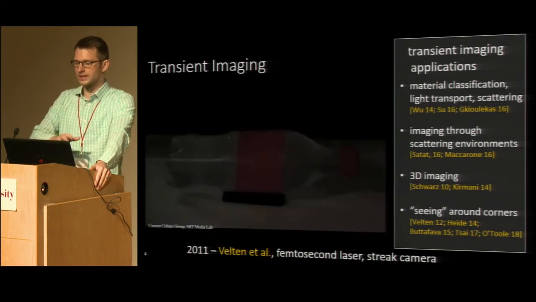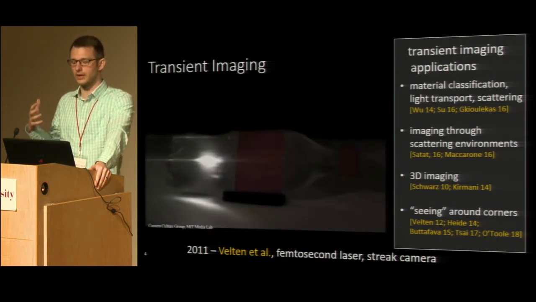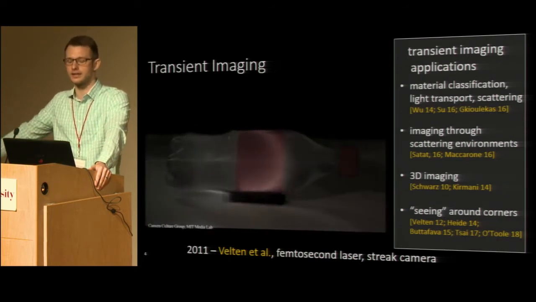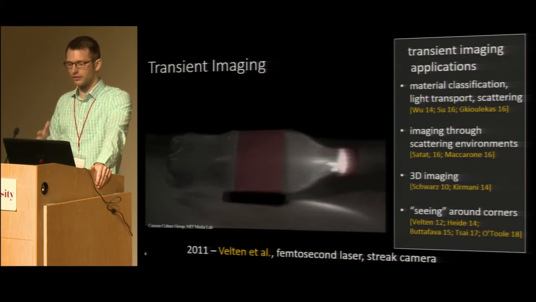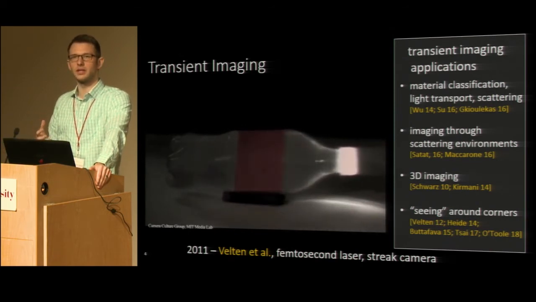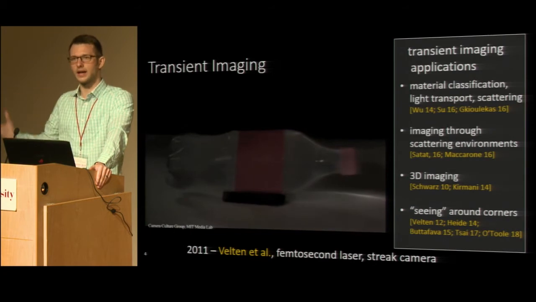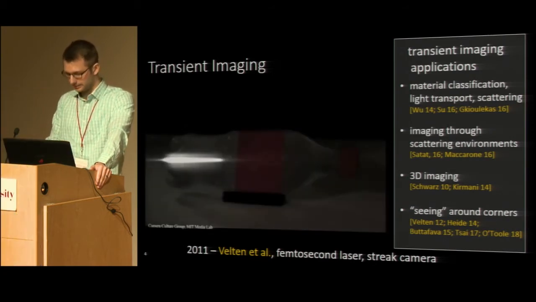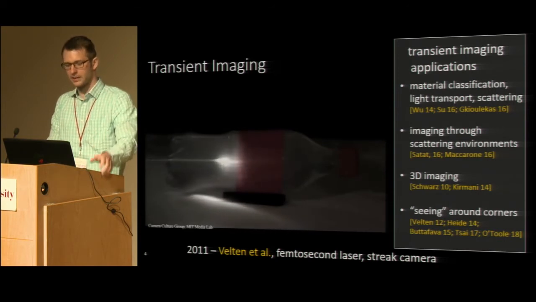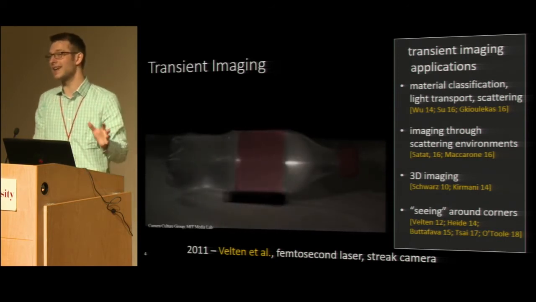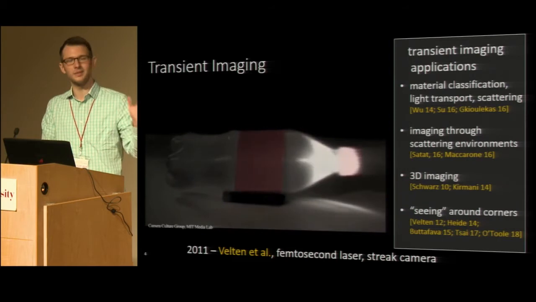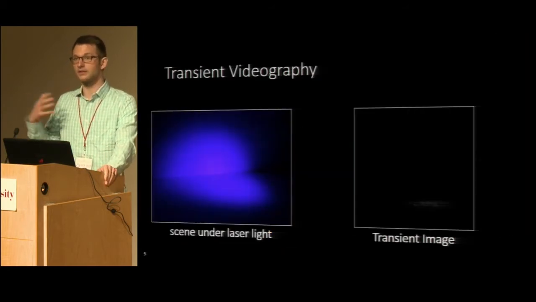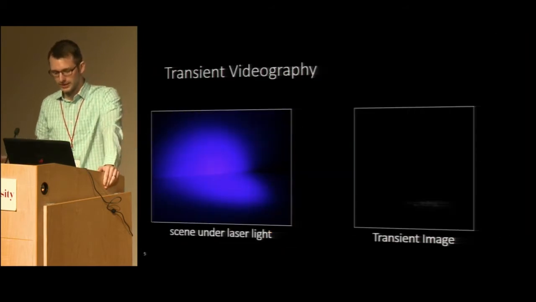Now, for each of these applications, we'd really like to be able to handle dynamic scenes with moving content, but so far, transient imaging has generally been limited to long acquisition times and fairly bulky setups. So it's been difficult to actually capture dynamic content. And so what we'd like to do is move from transient imaging to transient videography. And I'll give you an example of what this means.